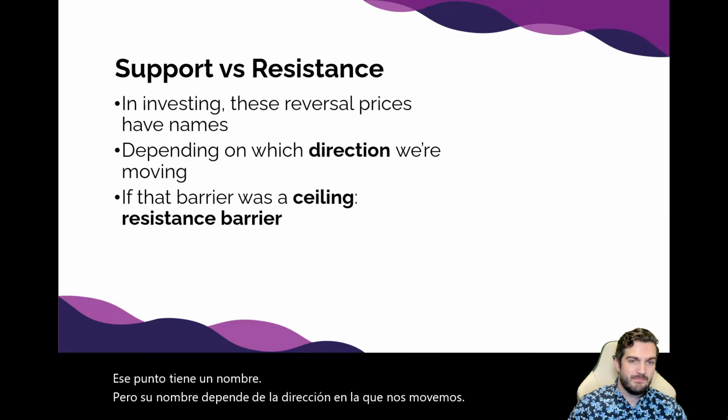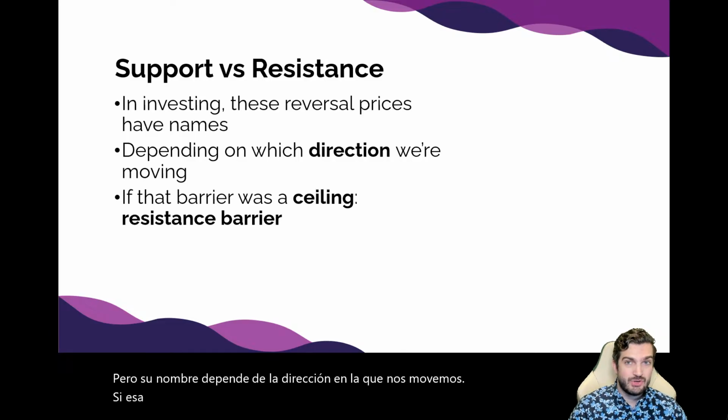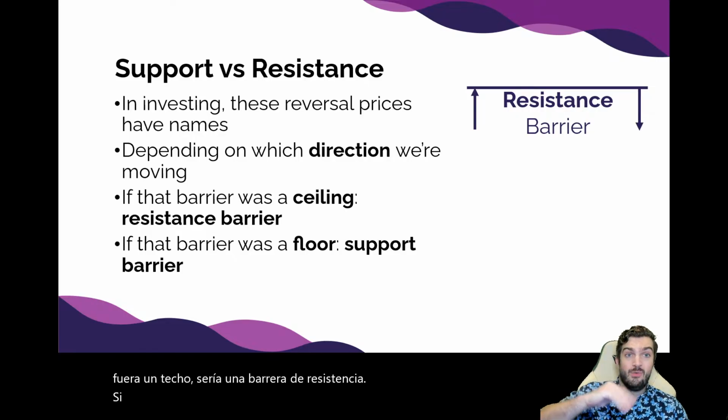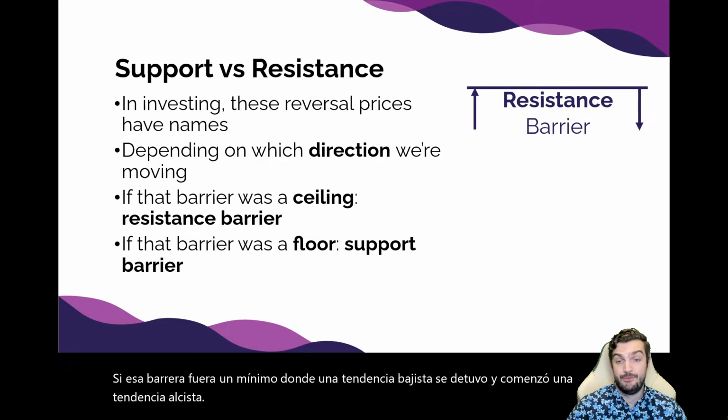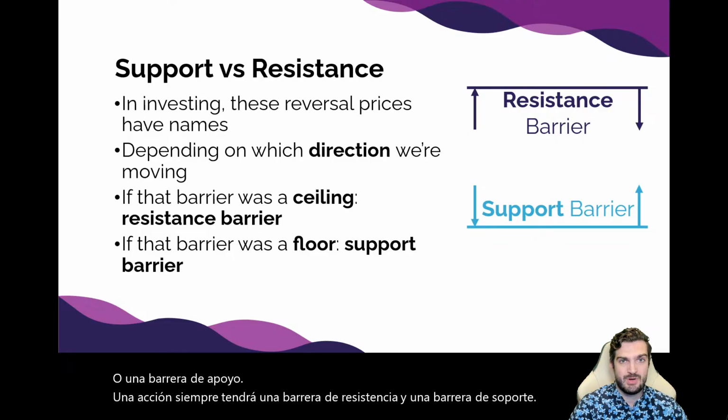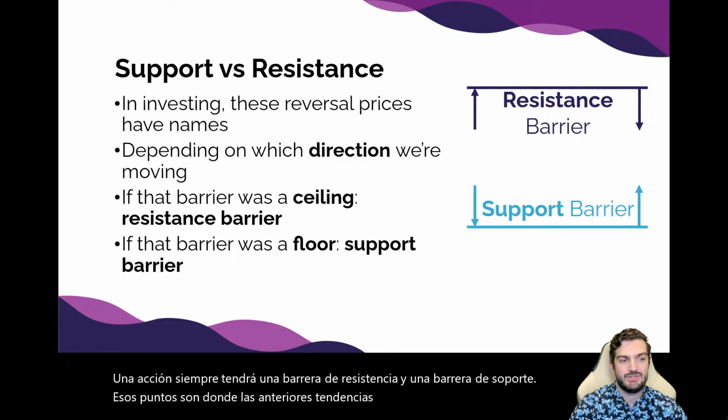If that barrier, if that price where an uptrend stopped and a downtrend began was a ceiling, it would be a resistance barrier. If that barrier was a low where a downtrend stopped and an uptrend began, that would be the floor or a support barrier. At any time, a stock will always have a resistance barrier and a support barrier. Those points are where the previous uptrends and downtrends stopped and changed direction.